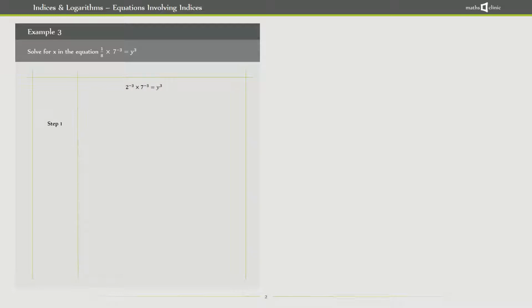Okay, now the first thing we want to do on the left is simplify. I'm going to move a bit faster than normal. We have that 1 over 8, and 8 equals 2 to the power of 3. When you bring it down to 2 and apply the negative index law, what you have is 2 to the power of minus 3. So we have 2 to the power of minus 3 multiplying 7 to the power of minus 3 equals y to the power of 3.